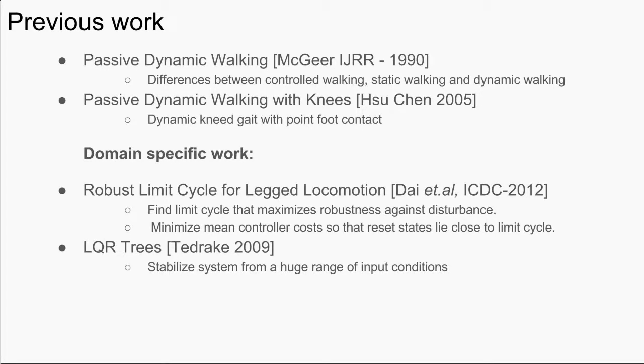Some of the domain specific work is a paper called A Robust Limit Cycle for Leg Locomotion. In this paper, the author comes up with a limit cycle that is robust to states that are close to the limit cycle. He comes up with an optimization problem to solve for a limit cycle like that. But states far away from the limit cycle cannot be stabilized to that limit cycle. So in order to completely fill the entire state space with policies, there is an algorithm called LQR trees.